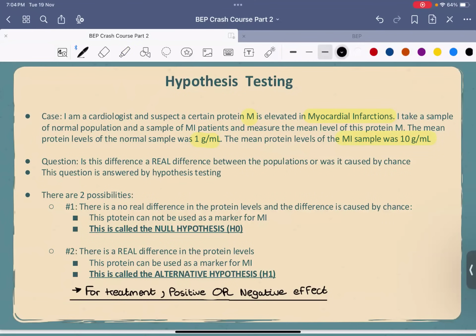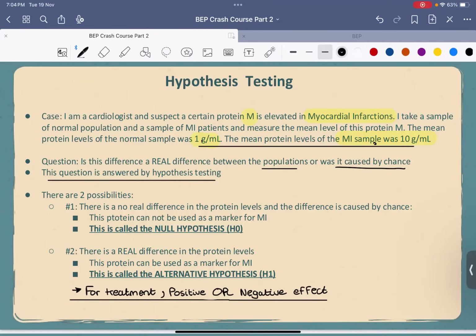I want to see if this difference matters. So is there a difference between 1 and 10? Definitely. But was this difference caused by chance, by error in the data, or is there an actual difference in the M protein levels? Okay, so this is what I'm testing. Is there a real difference between the two populations or the two samples, or was it caused by chance? Okay, so this question is answered by hypothesis testing. Okay, so this is the basic theme of the lecture. Now there are two possibilities.